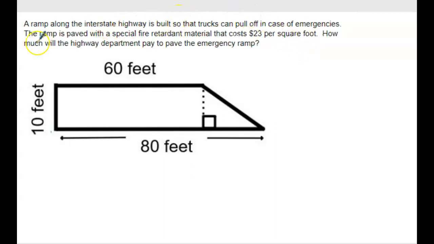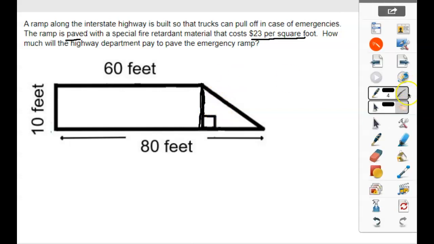And so it looks like this is something that you're going to be paving, the whole thing. My other hint here is that it's $23 per square foot. Square feet is always talking about area. So I need to find the area of this figure. And it looks like it's pretty neatly divided into just a rectangle and a triangle. So I just need to make sure I have all of my dimensions.